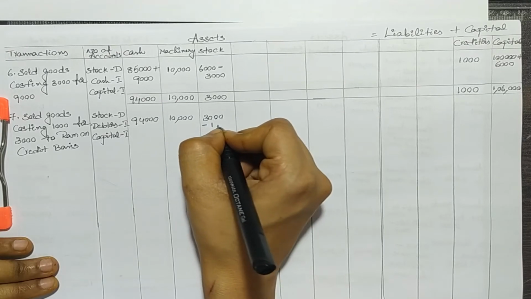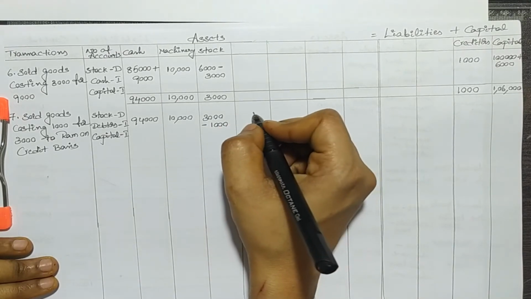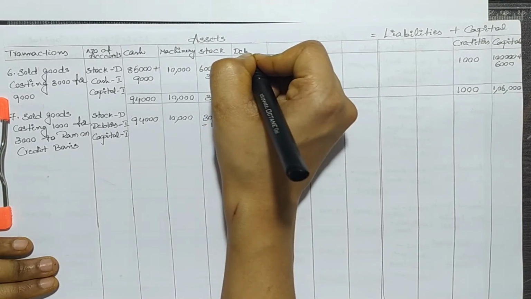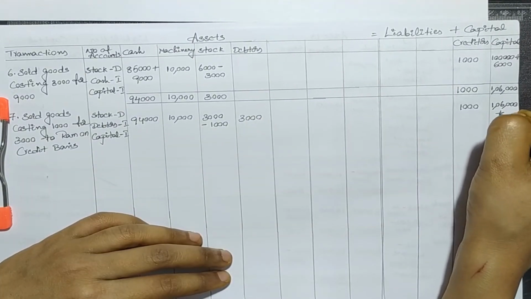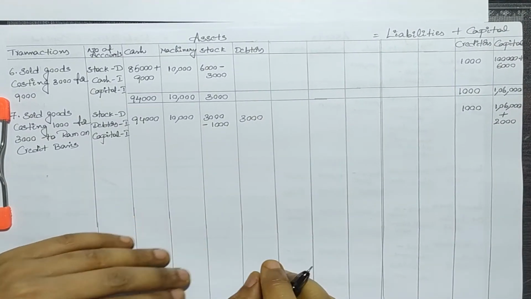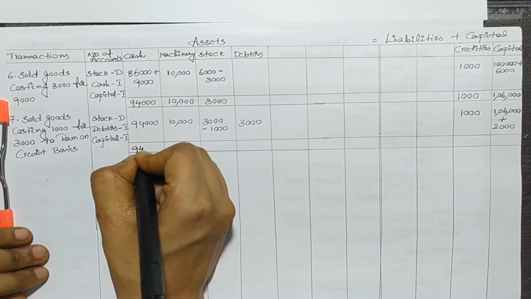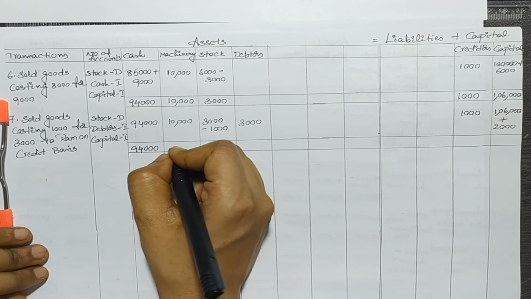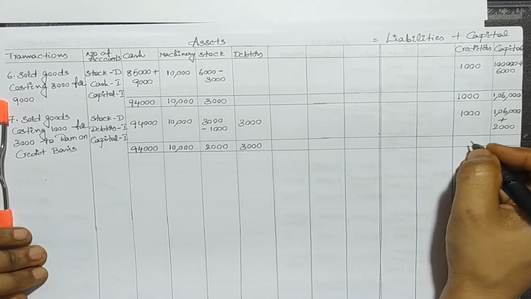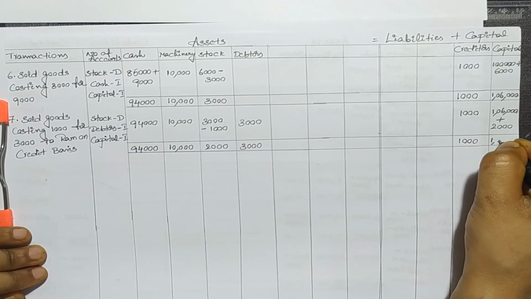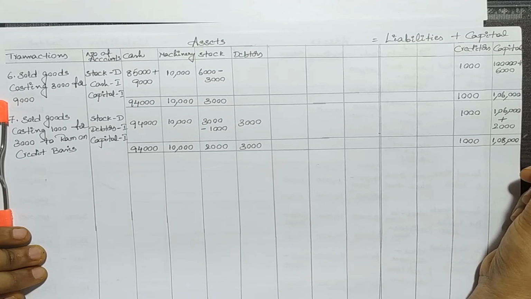So stock value we will decrease it by 1,000 and we will create a new column under assets for debtors and we will mention 3,000 in the debtors column and we will add 2,000, that is profit, to the capital amount. After adding and deducting the amount, the cash value is 94,000, machinery value is 10,000, stock is 2,000, debtors is 3,000, creditors is 1,000 and the capital amount after adding profit is 1,08,000. Asset side total is 1,09,000 and liability side total is also 1,09,000. Both the sides totals are matching with each other.